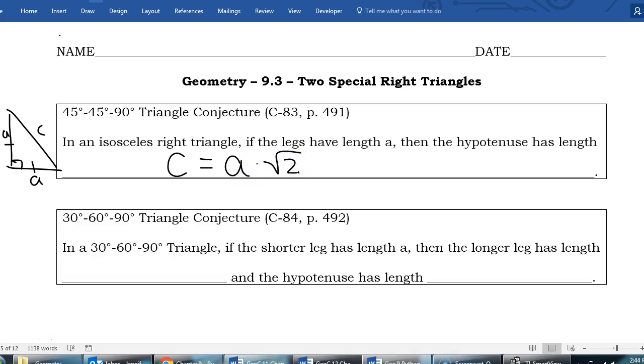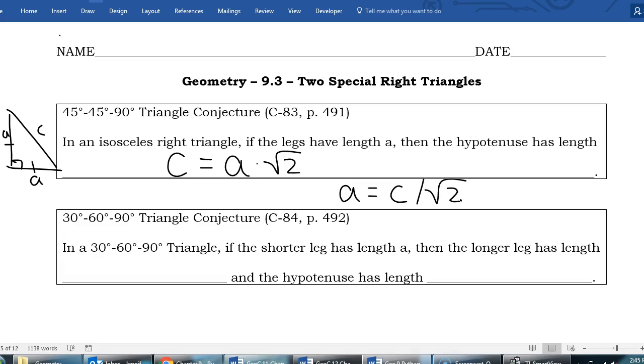You could still do it the long way, where you would have to square both sides, add them together, and square root them, but this shortcut gets you that answer a little bit faster. So we could also work this formula backwards and say I wanted to get the length of the short leg. I would do the exact same thing, but I would divide instead of multiply.